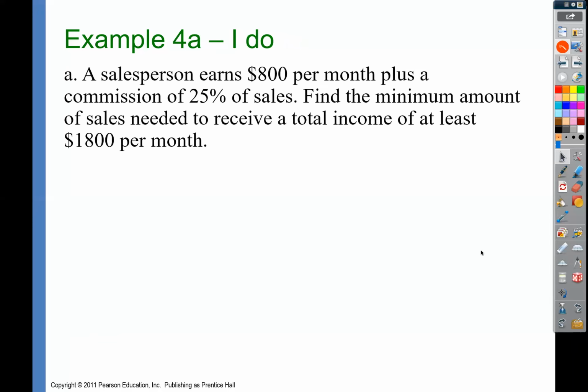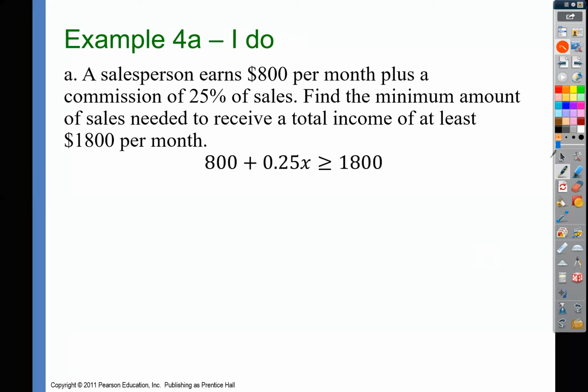4. A salesperson earns $800 per month plus a commission of 25% of sales. Find the minimum amount of sales needed to receive a total income of at least $1,800 a month. So this is going to be the formula that we're going to use. This is our inequality. So she earns $800 per month plus a commission of 25% on the sales.